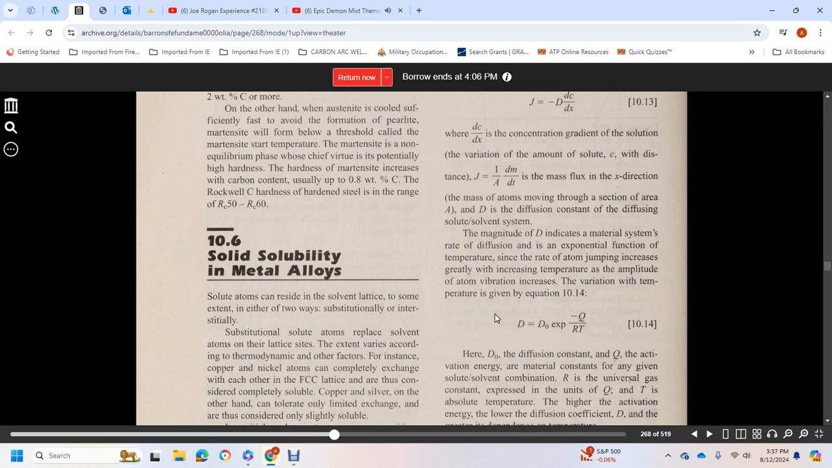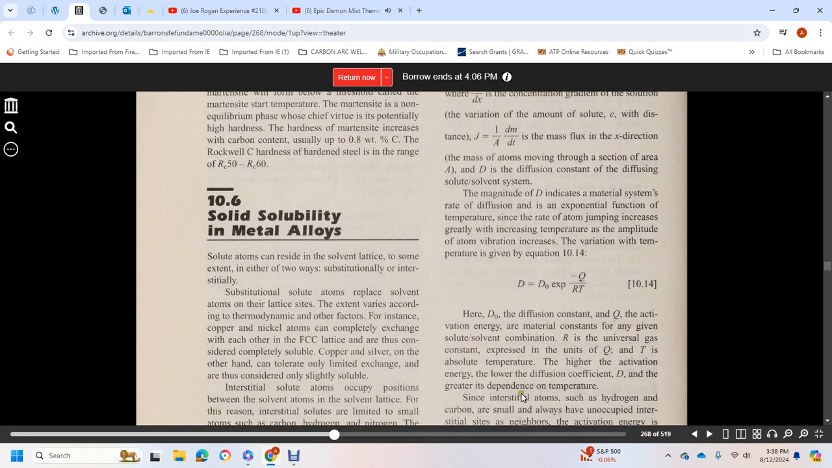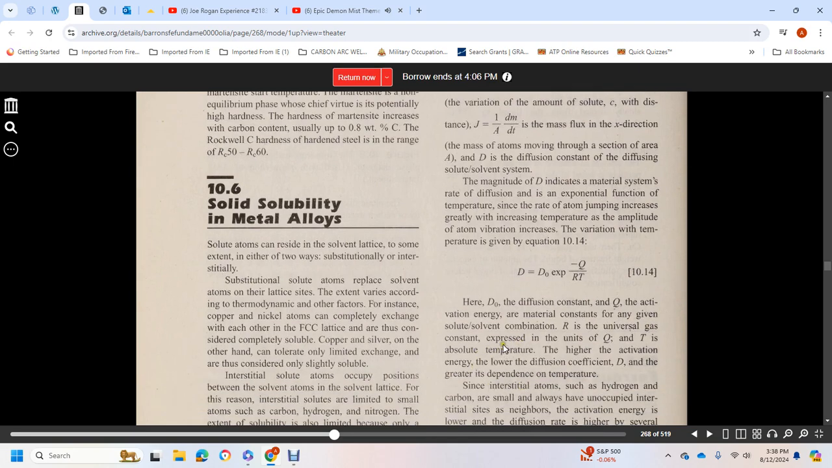The rate of diffusion is an exponential function of temperature, since the rate of atom jumping increases greatly with increasing temperature as the amplitude of atomic vibration increases. The diffusion coefficient D is equal to the diffusion constant D0 times the exponential of negative activation energy Q divided by R times T, where R is the universal gas constant and T is the absolute temperature. So a higher activation energy means a lower diffusion coefficient D and a greater dependency on temperature.